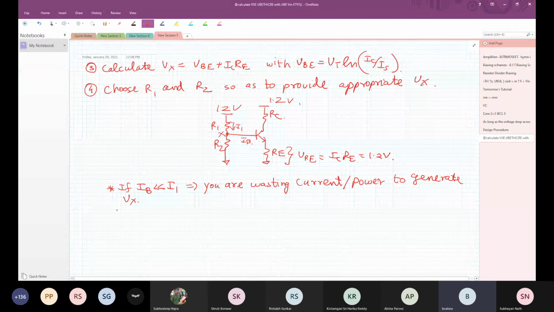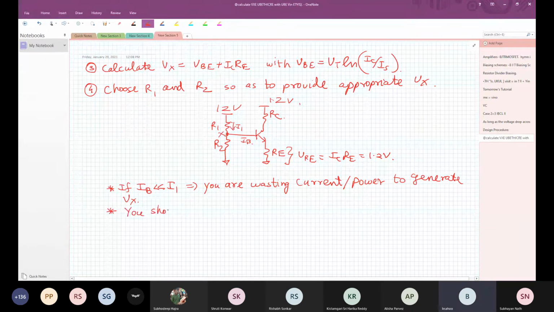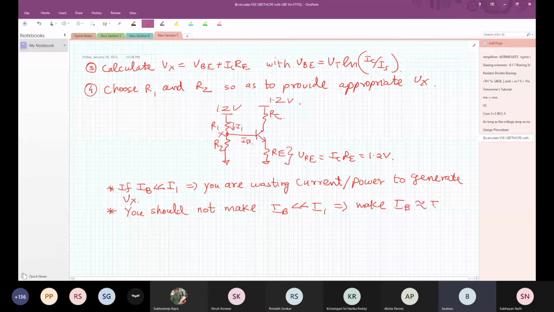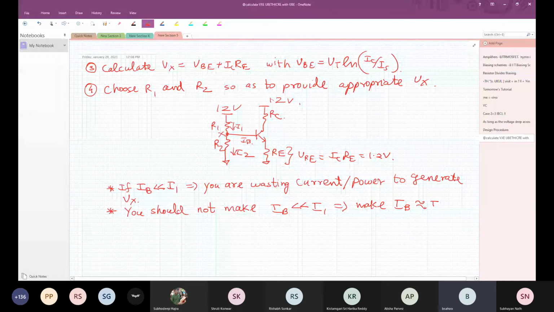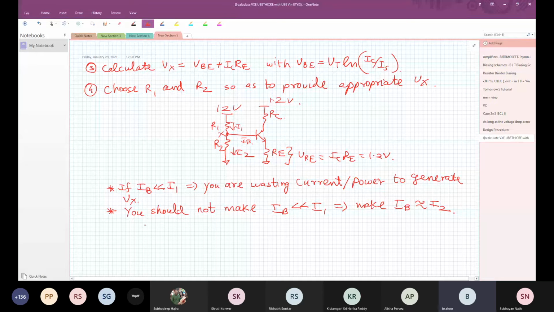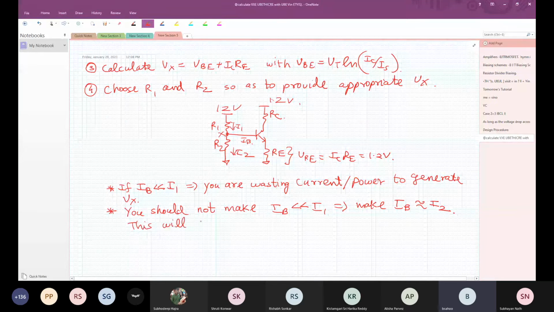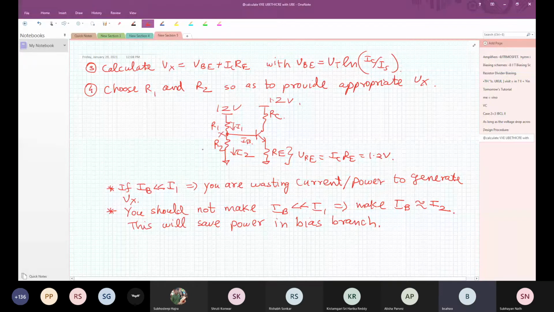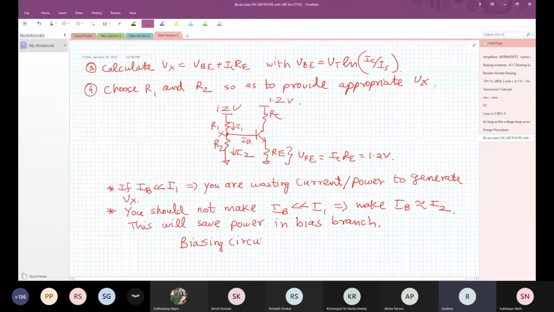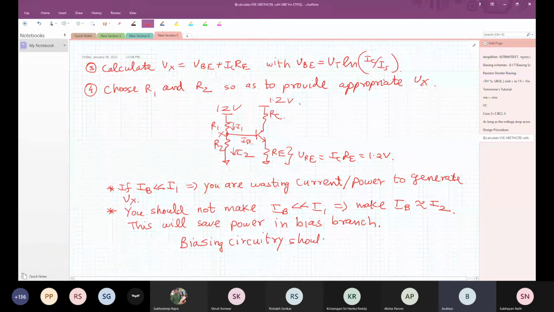So as a designer, you should not make IB much less than I1, implying make IB comparable to, if this is I2, I2. This will save power in the bias branch. This is the bias branch. The bottom line is the biasing circuitry should be made as low power as possible.